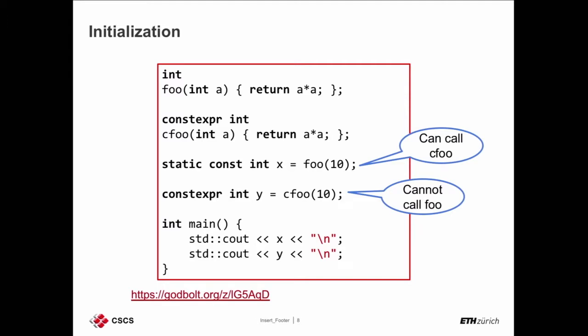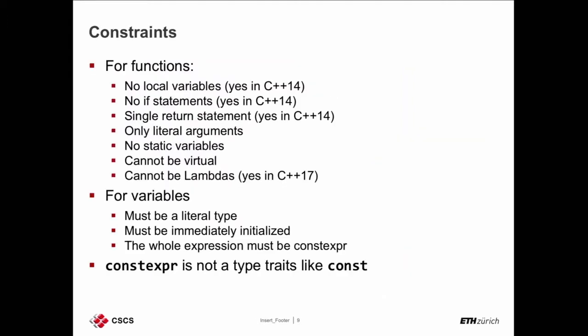So what are the constraints, though, for using constexpr? Many constraints have been removed in C++14. Before C++14, there was constexpr, but there were a lot of limitations that limited what you could really do with this technology. But now you can have local variables, you can have if statements, you can have multiple return statements.